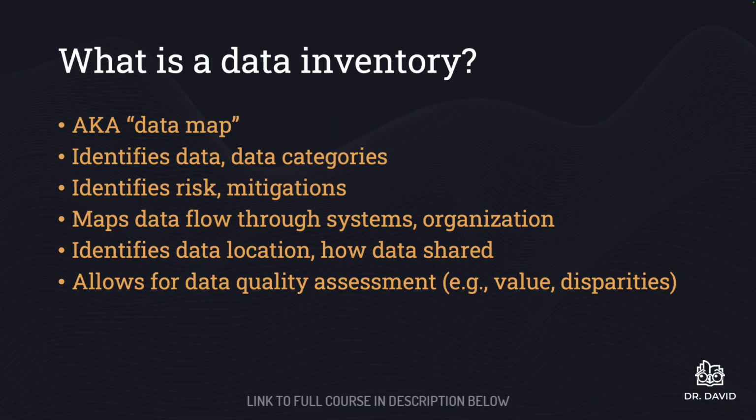So what is a data inventory? A data inventory, also known as a data map, identifies data and data categories. It also identifies risk and mitigations for the data. A data inventory maps the data flow through systems and throughout the organization. A data inventory also identifies the data's location and how the data is shared. Finally, a data inventory allows us to assess data quality as well as the value that data brings to the organization and whether or not there are any data disparities or discrepancies.